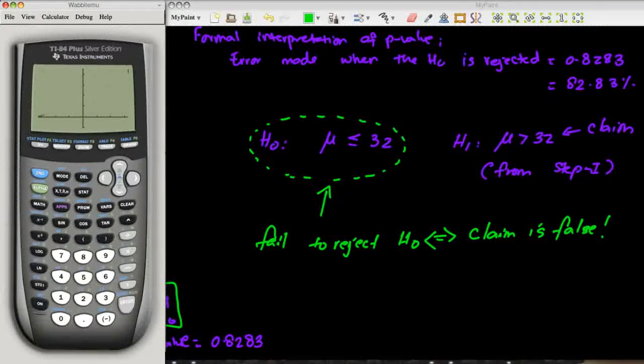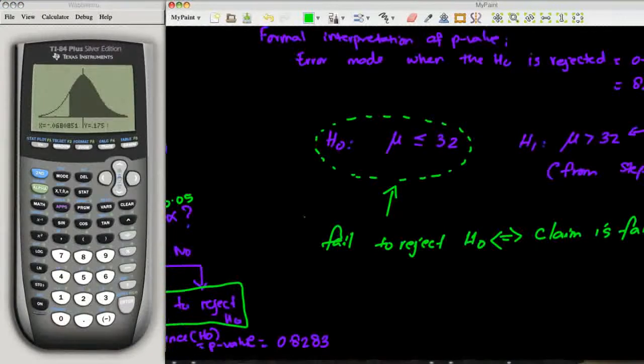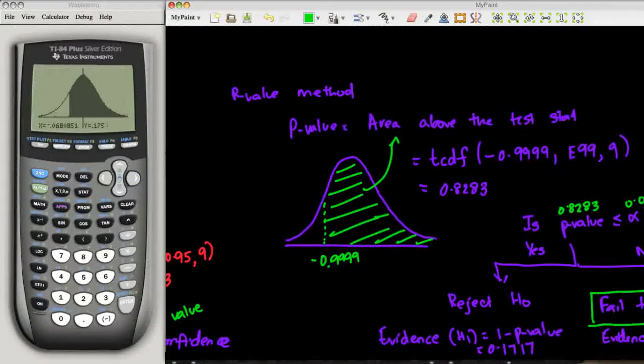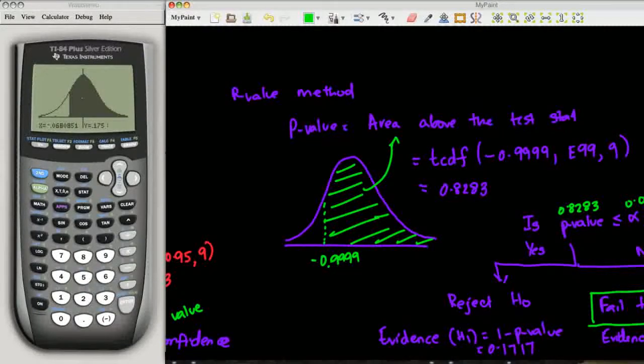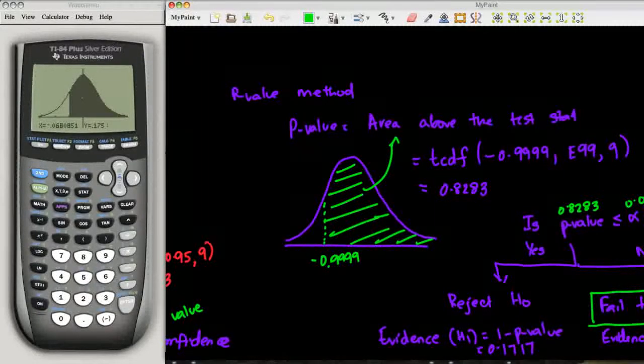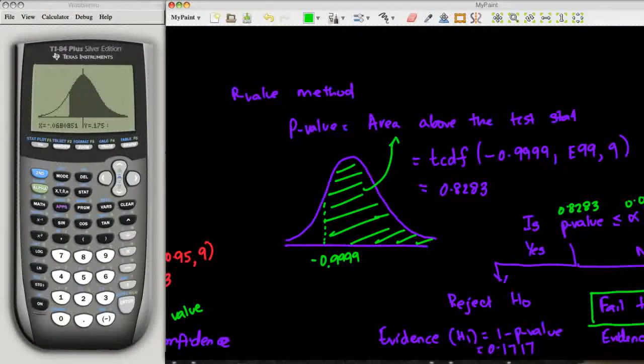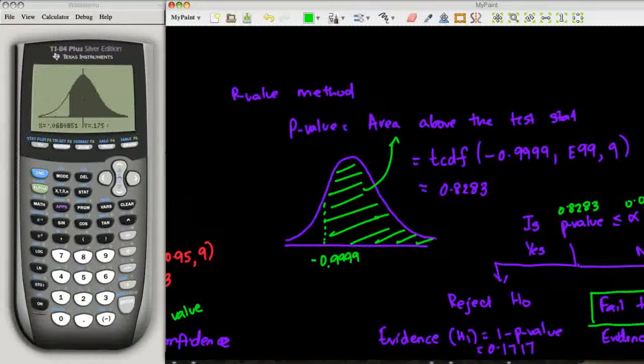If you hit draw, it's going to sketch out the p-value, and the p-value is the area above the test statistic, and that's exactly what you see over there. If you recall, that's the same picture that I drew over here, because mine's not as pretty as the one that the calculator gives us, but the concept is the same. So that is how you perform a right-tail test for population mean using a calculator and using the manual approach.